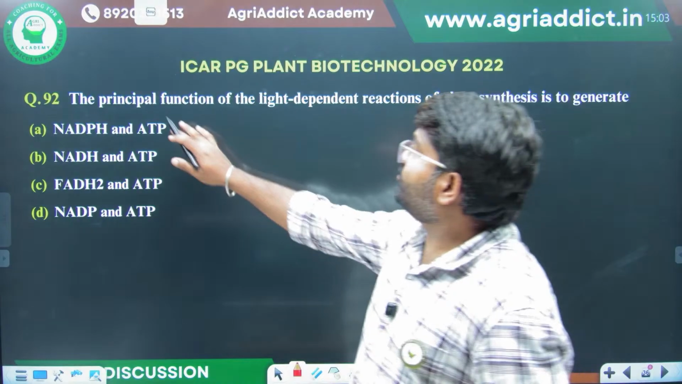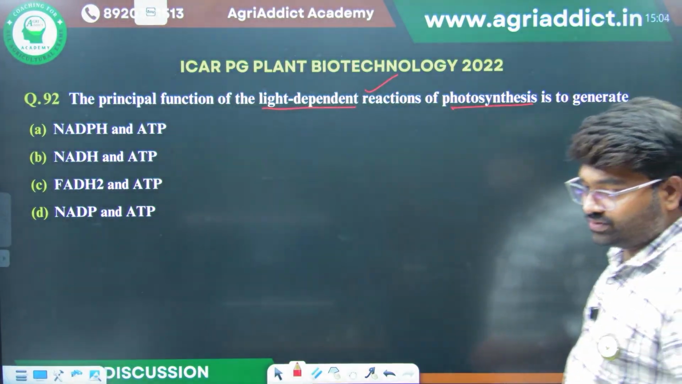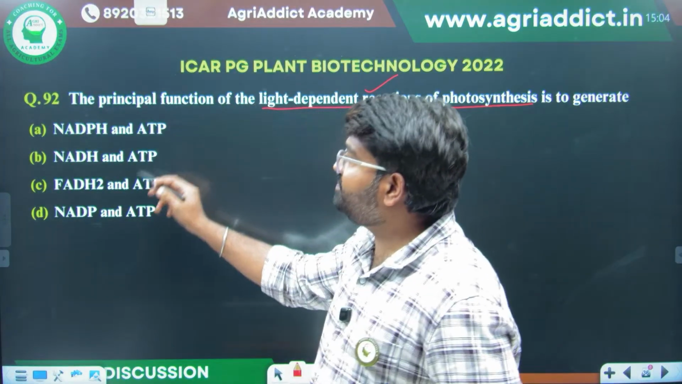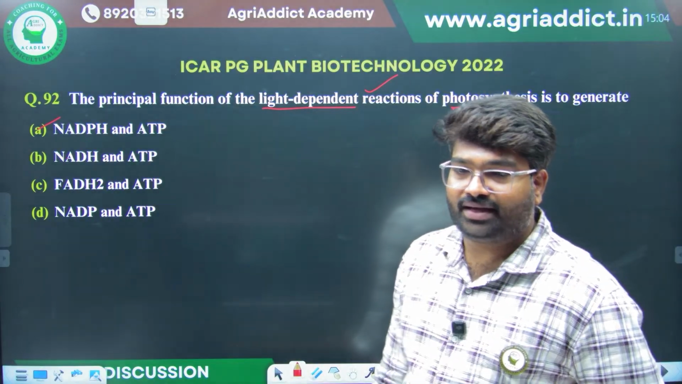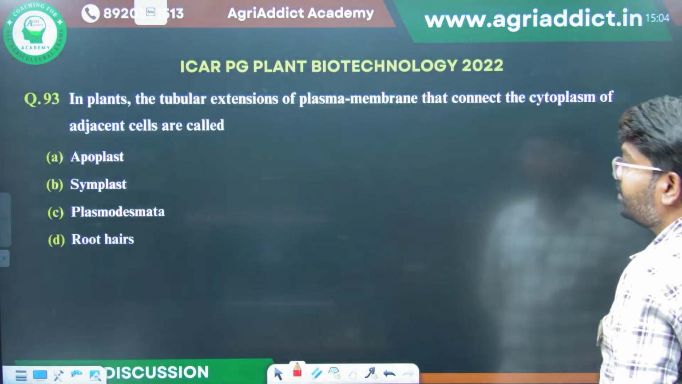The principal function of the light dependent reaction of photosynthesis is to generate. Light reaction will always generate what? ATP and NADPH2. This is clear. This is a simple question only. ATP and NADPH. Okay. Yes, this will be the right option.